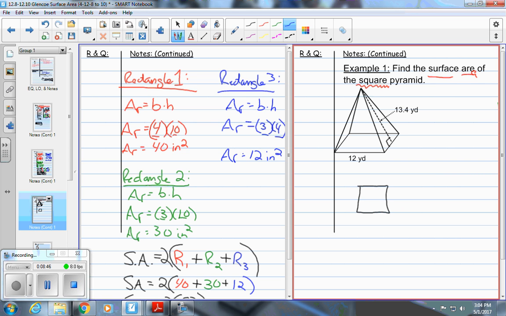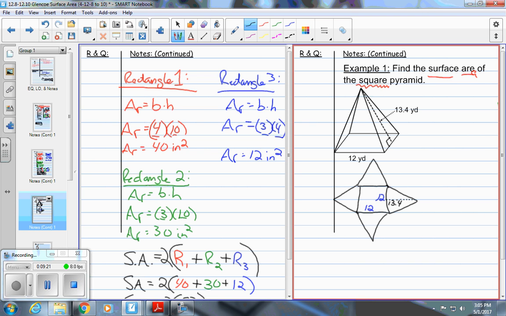And I'm going to always label my numbers once I know them. And I know the base of the square is 12 and the height of the square is 12. And then since it's a square pyramid, what shape are these faces that are coming off each of the sides of the square? Yeah, you're right. They're all triangles. So this is what the shape looks like unfolded. And then it's just like 12.3 where we're doing area of composite figures. And it's going to be 13.4 yards there.